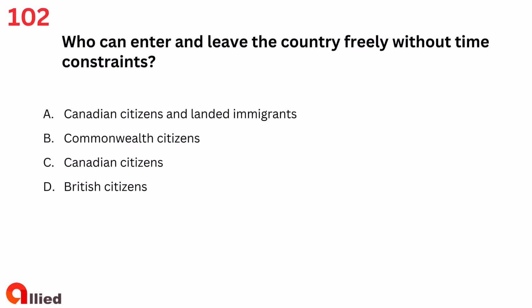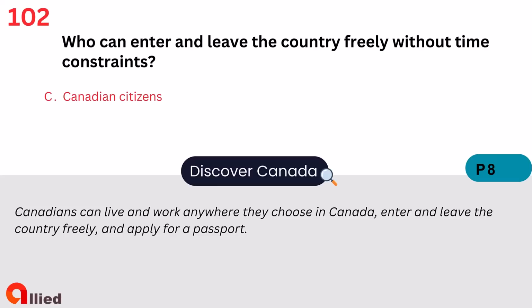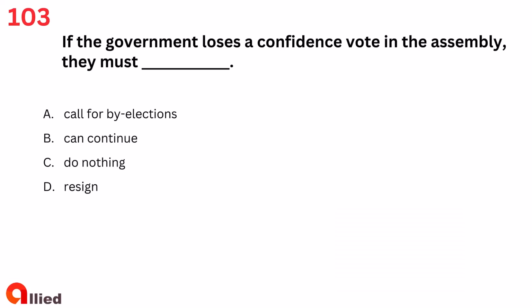Question 102. Who can enter and leave the country freely without time constraints? A. Canadian citizens and landed immigrants. B. Commonwealth citizens. C. Canadian citizens. D. British citizens. The answer is C. Canadian citizens.